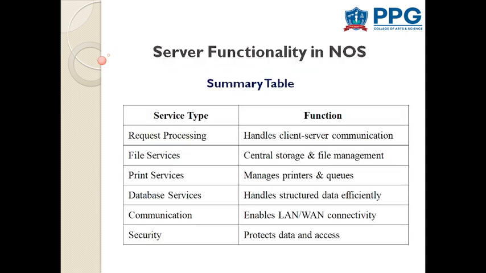Next, we have to summarize the different service types. Request processing handles client server communications. File services, central storage and file management. Print services, manage printers and queues. Database services, handle structured data efficiently. Next, communication services, enable LAN or WAN connectivity. Security services, protect data and access.